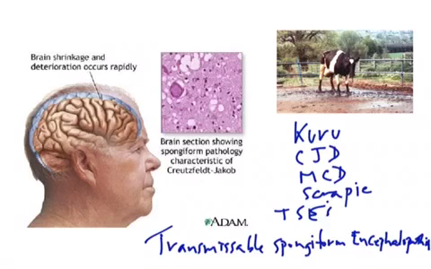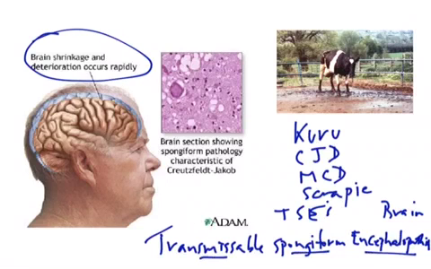Transmissible spongiform encephalopathies. This is related to the brain. Spongiform refers to its appearance. Transmissible means it can be passed on. So you can see just quickly here that brain shrinkage and deterioration occur rapidly in TSE infection. A brain tissue section showing the beginnings of the spongy appearance in the brain where brain cells have died, or neurons have died, leaving gaps in the brain.